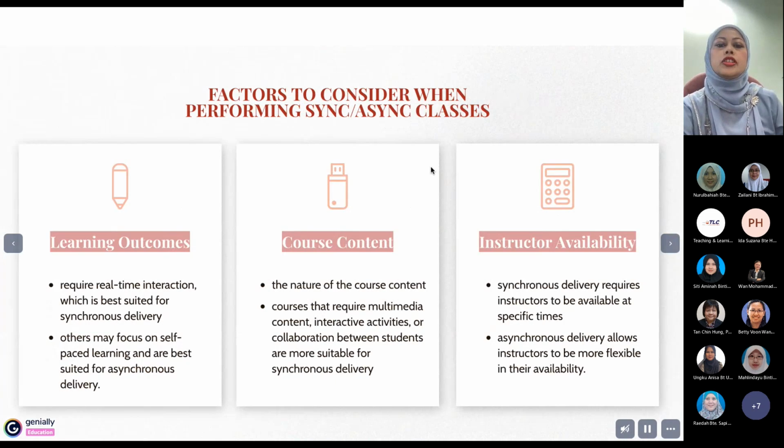Now, here is the gist of the day, on the factors to consider when performing sync or async classes. If it were an outcome-based education principle, your course must be designed in a way that students at the end of the semester will be able to meet all the course outcomes. At the end of the day, the students will be able to analyze this and that. So with this in mind, you will have to consider which is sufficient for online delivery. Because sometimes it would be too technical, then you have to opt for face-to-face delivery instead.